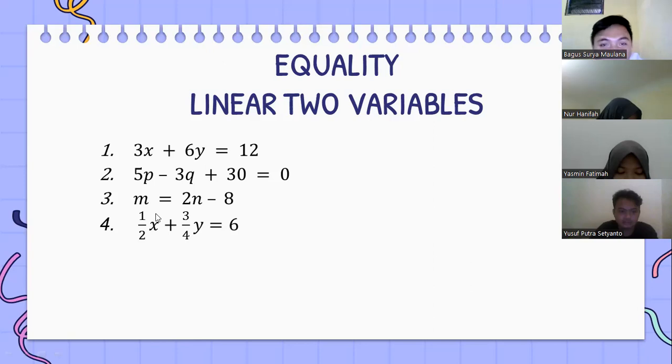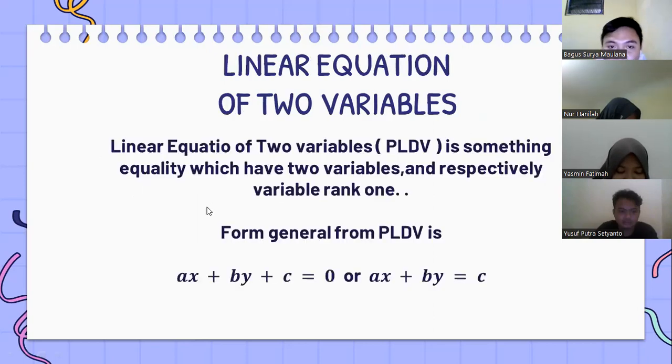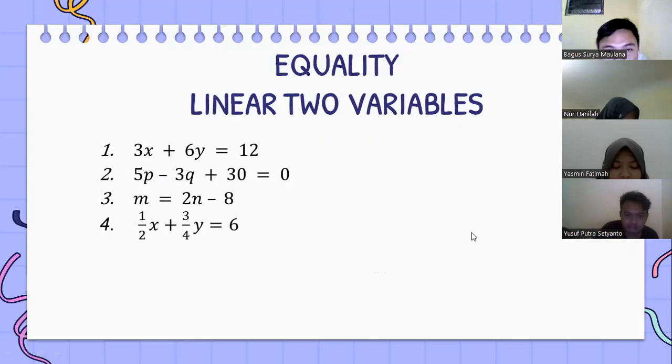Okay, if no one wants to answer, maybe I'm going to explain it first. The first one is 3x plus 6y equals 12. From the general form of the PLTV, or the linear equation of two variables, ax plus by plus c equals 0 or ax plus by equals c, we know that the variables here are x and y, the coefficients are 3 and 6, and then this is the c.